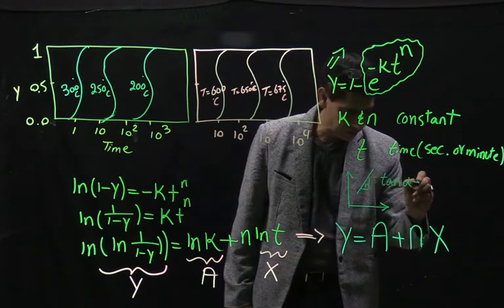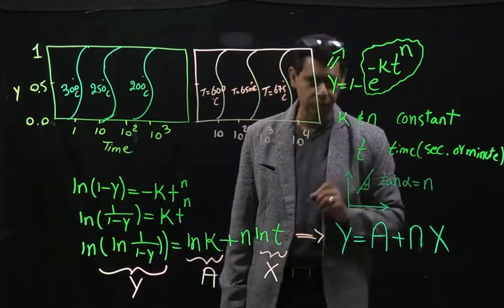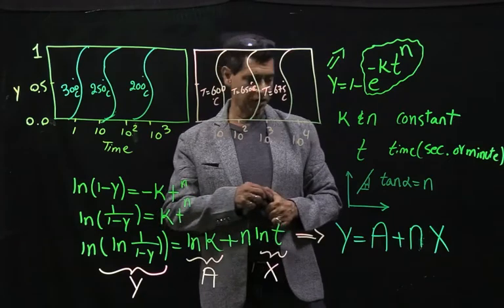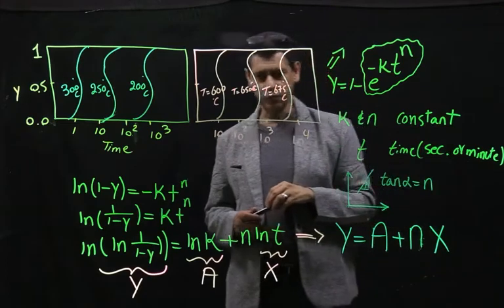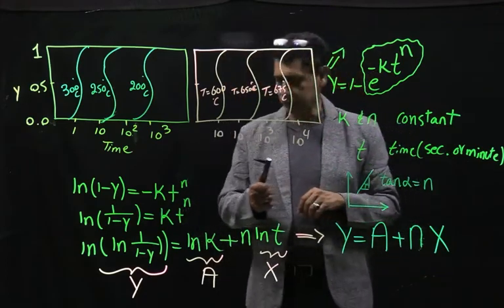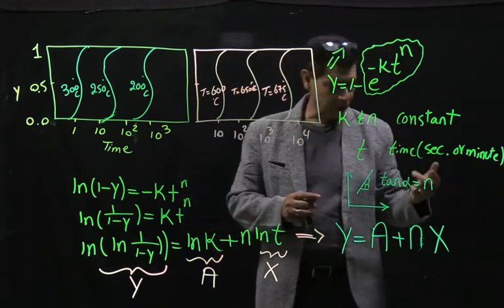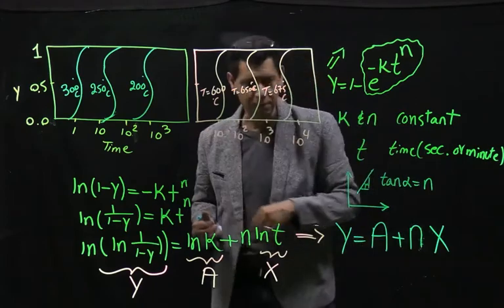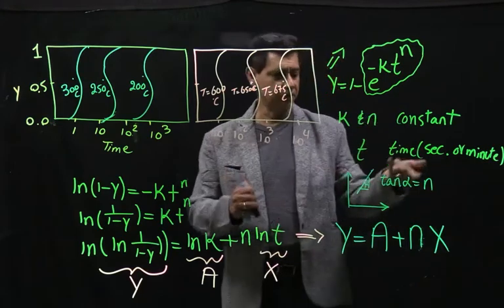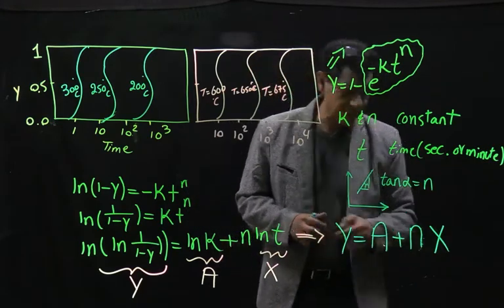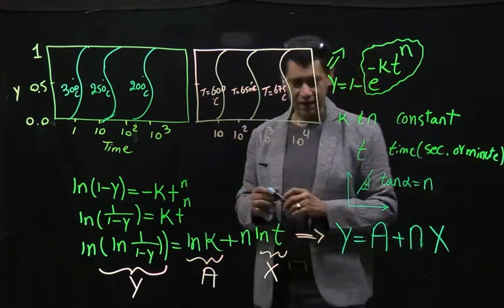tangent alpha is n, and if I have just 2 points, this point and this point, I can calculate n. So if I give you the time required for 50% of the reaction to be completed in one scenario, and then another time required for 75% to be completed, you have simply 2 points. You can make a line on this simple equation. Both n and k can be calculated.